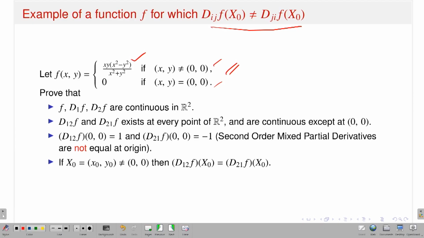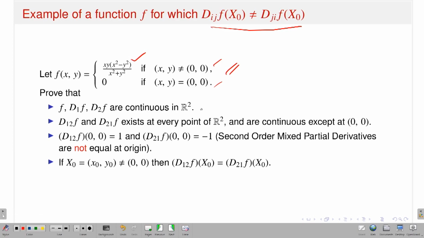The partial derivatives with respect to x and y at a point (x, y) exist when (x, y) is non-zero. So only the breaking point is the issue. There you have to calculate explicitly the partial derivative of f with respect to the x variable or y variable at the point (0, 0). There you will have the problem, and you will have to use the definitions.